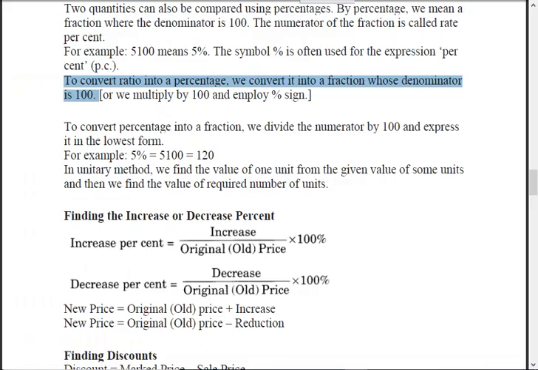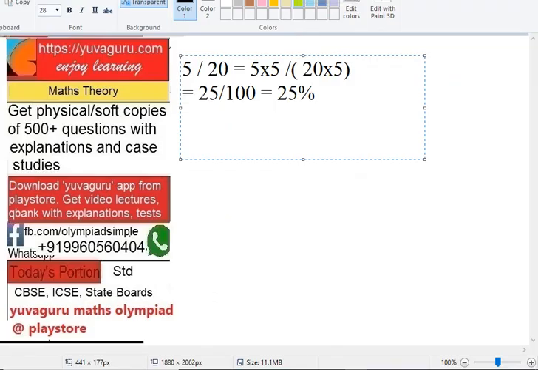To convert a ratio into a percentage, we convert it into a fraction whose denominator is 100. So you have to bring 100 to it. See this, 5 upon 20. Bring the denominator to 100. How? Multiply numerator and denominator by 5. So 5 into 5, 25 upon 100. Again the denominator is 100 now, so it becomes 25%.